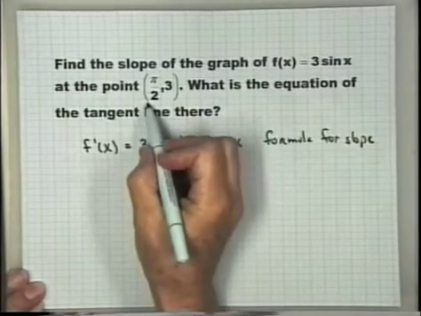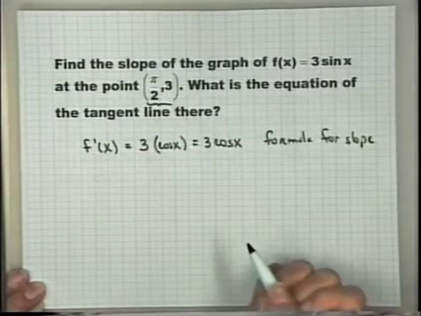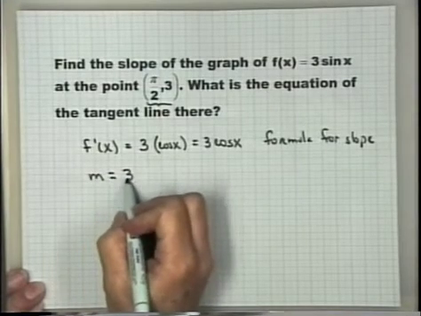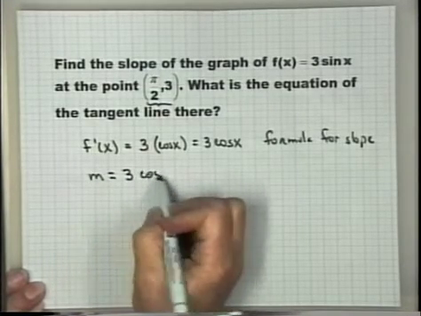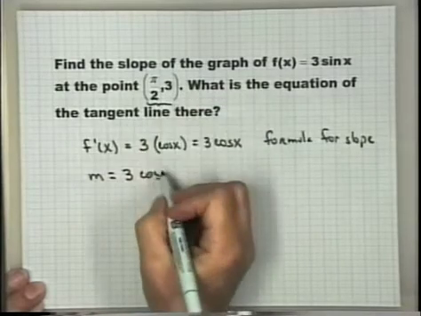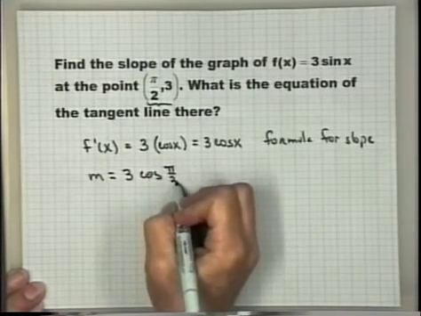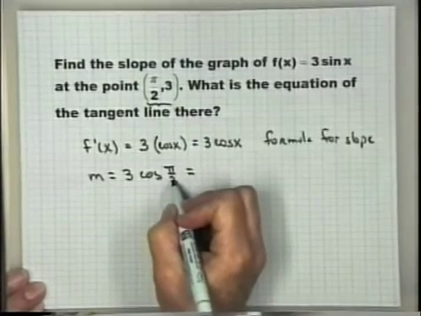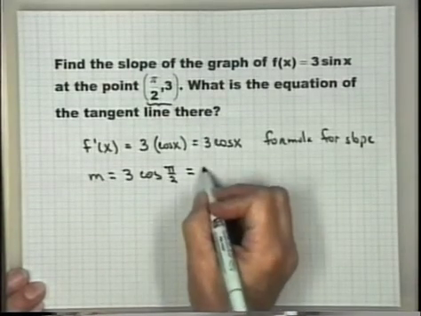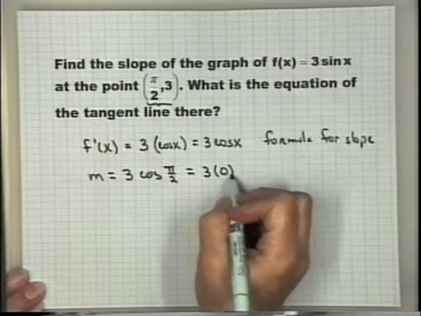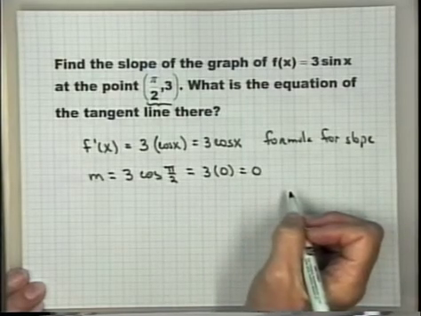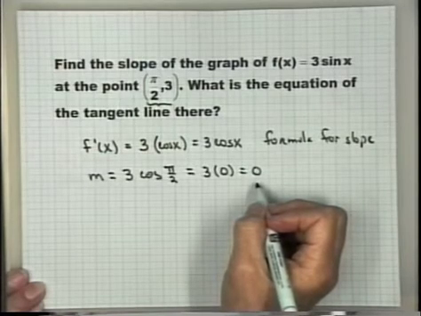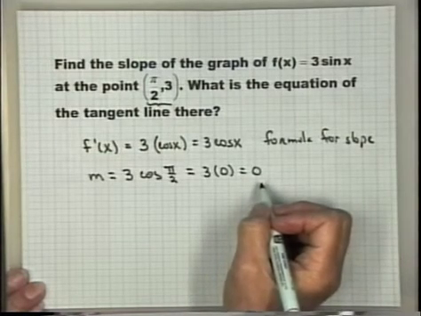We want to know the slope at this point. So my slope, m, is going to be 3 times the cosine, what's x? Pi over 2. 3 times the cosine of pi over 2. Well, the cosine of pi over 2 is 0. So 3 times 0 is 0. My slope is 0. What does that tell you? It tells you have a horizontal tangent line, doesn't it?